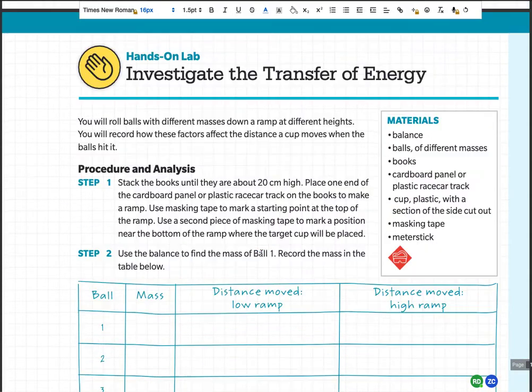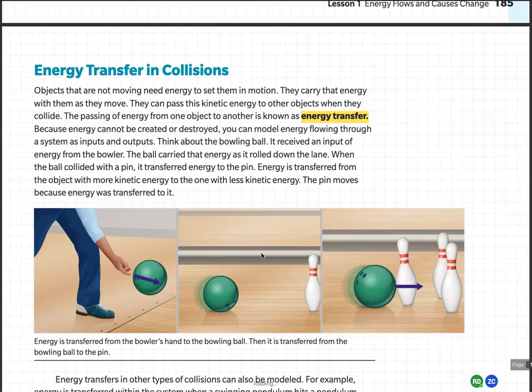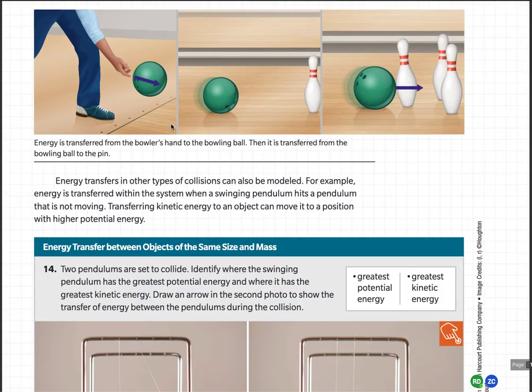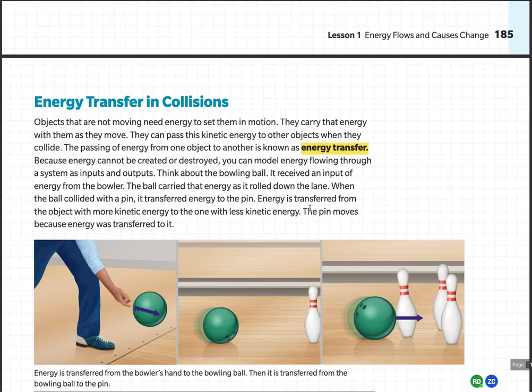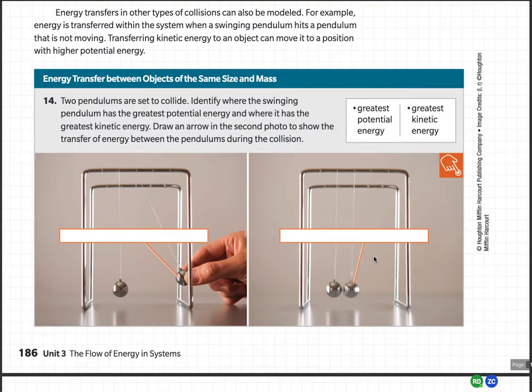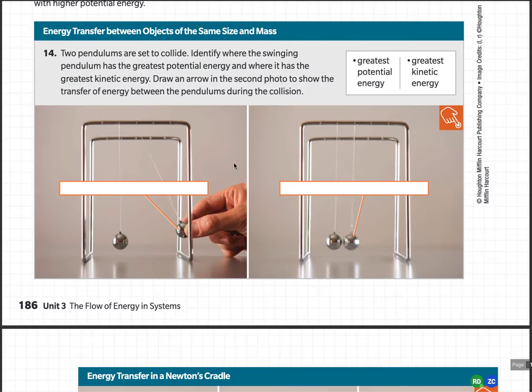We are going to skip this for now, and we're going to go to energy transfer in collisions. So this is kind of talking about what I just said. You roll the ball and it hits the pins and it's transferring this energy. So when you see that the ball slows down, it's because some of its kinetic energy has been transferred to the pin, and that's why the pin moves. You can see that with these pendulums. So this says 2 pendulums are set to collide. Identify where the swinging pendulum has the greatest potential energy and where it has the greatest kinetic energy.